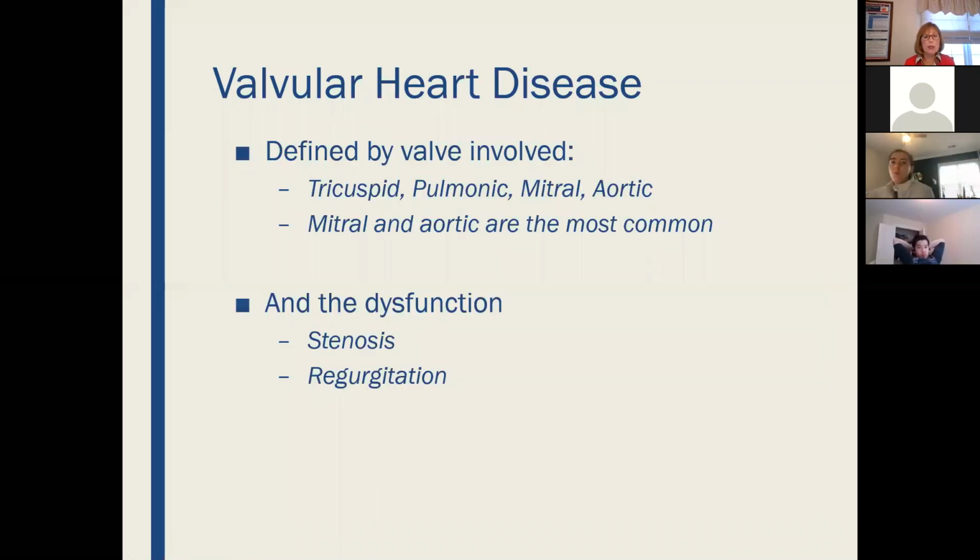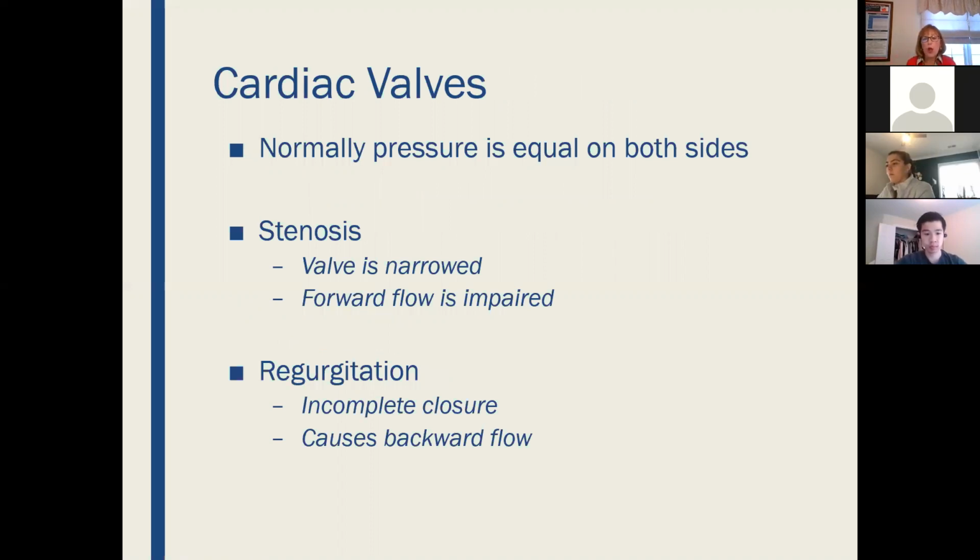All right, so valvular disease. We define it always by the valve involved, which can be any one of them, your tricuspid, pulmonic, mitral, aortic. But in adults, we see aortic and mitral. So those are the ones that we're going to focus on. And then it is described as its dysfunction. Is it a stenotic valve or does it regurgitate? The blood has to go one way through the heart. So is it stenotic and it's so tight it's not letting it go? Or is it regurging and letting it flop backwards and not carrying it forward, having trouble with it splashing back, not closing enough?